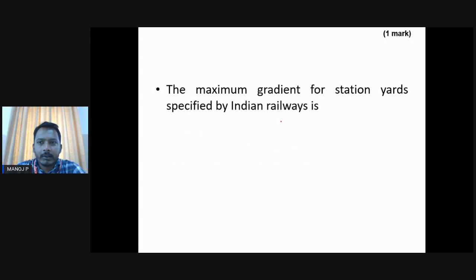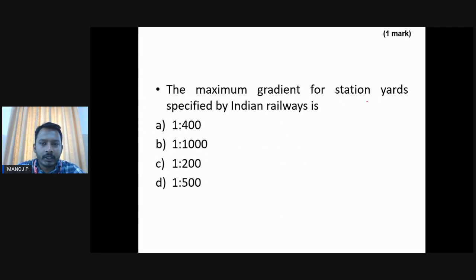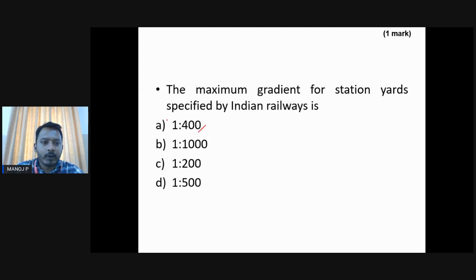They ask the maximum gradient for a railway station yard specified by Indian Railways. In a railway station yard, the gradient should be almost flat. Even when you provide a gradient, it should not exceed 1 in 400. So the correct answer is option A. The maximum gradient is 1 in 400.